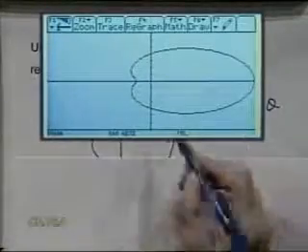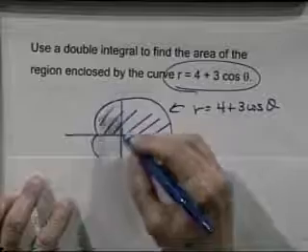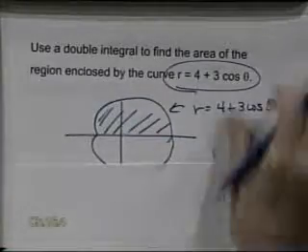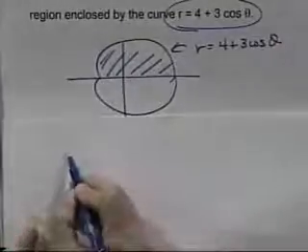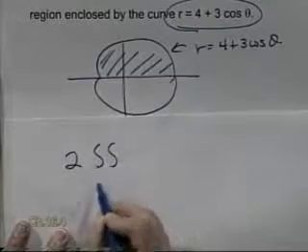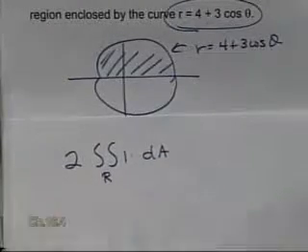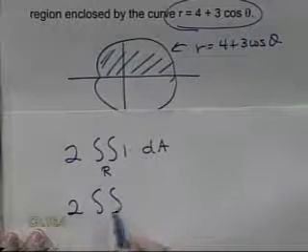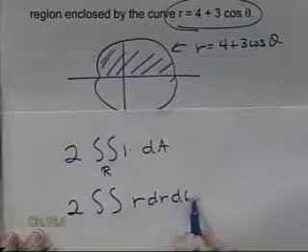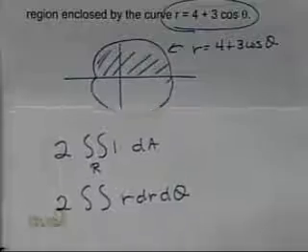If I want to get the area, why don't we just get the area of the top half and then double it? So I'm going to double it. And remember, if we take the integral over the region of 1 times dA, it will give us the area. So we're going to go 2 times the double integral of r dr d theta. What is r ranging from?